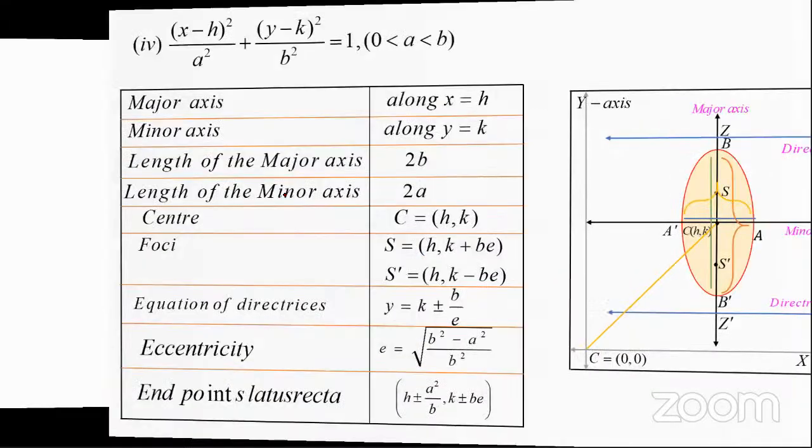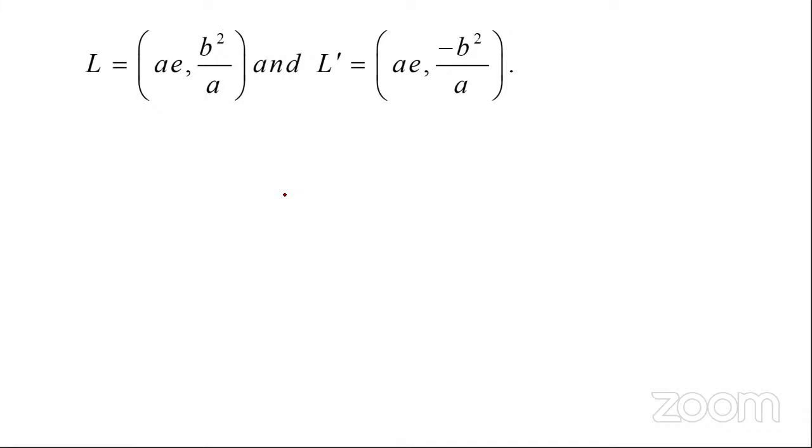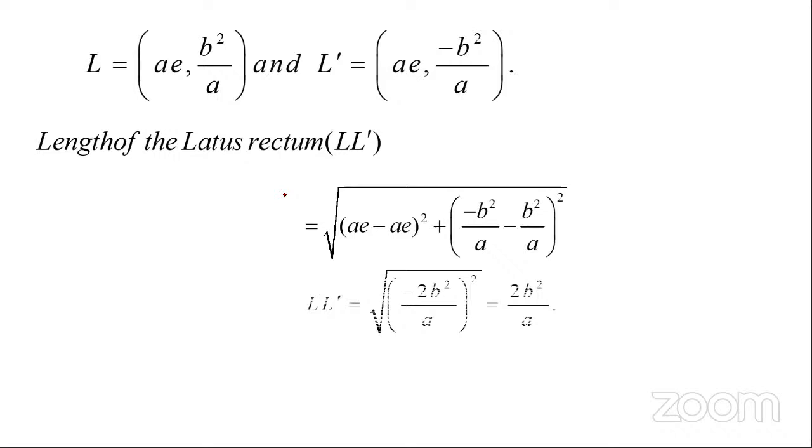So next, we have L R: a comma b square by a, and L dash: a comma minus b square by a. Then we have to find the length of the latus rectum. That is nothing but the distance between the two points, L L dash. That is under root of x1 minus x2 whole square plus y1 minus y2 whole square. Just you have to do that.